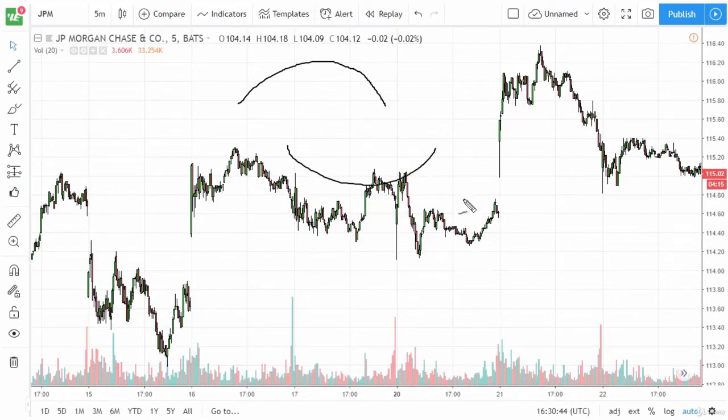A rounding top or a rounding bottom is simply price action that moves like this. And the idea is, in the case of a rounding bottom, you have a market that's going lower and then it just kind of gradually turns to the upside. The reason this is important is because it's not sudden. It's a longer term kind of shift in perception of value, if you will.